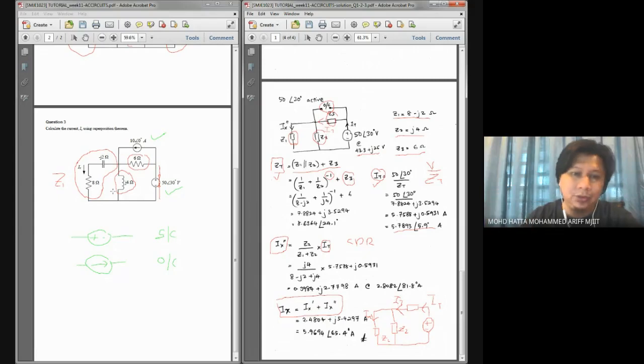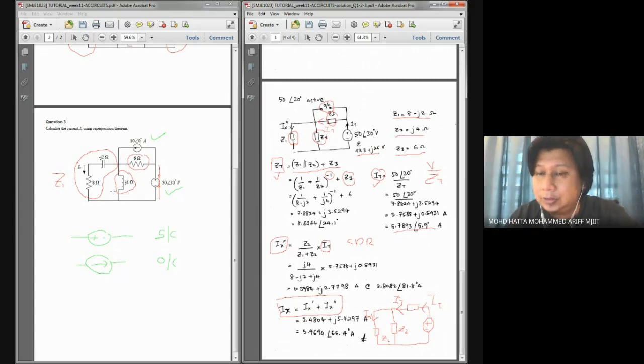Question number 3 is quite straightforward, and it's also a typical question asked in your assessment, whether it is in test 2 or the final exam. So you need to be alert about how to solve a circuit using the superposition theorem, because you only consider one source at a time. If you have 3 sources, you need to do 3 calculations for that particular element that you want to find. Any questions so far?